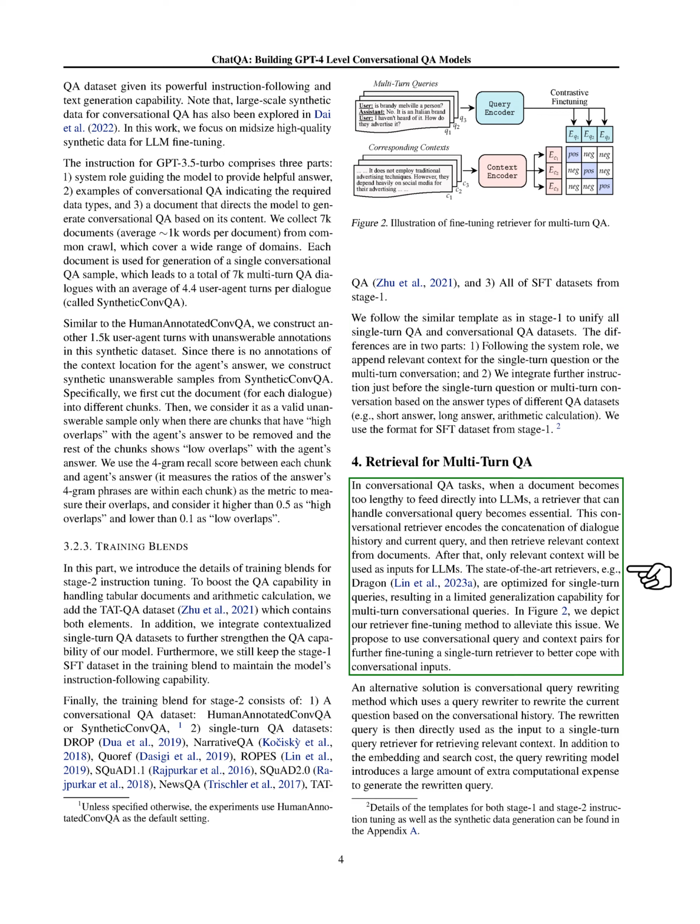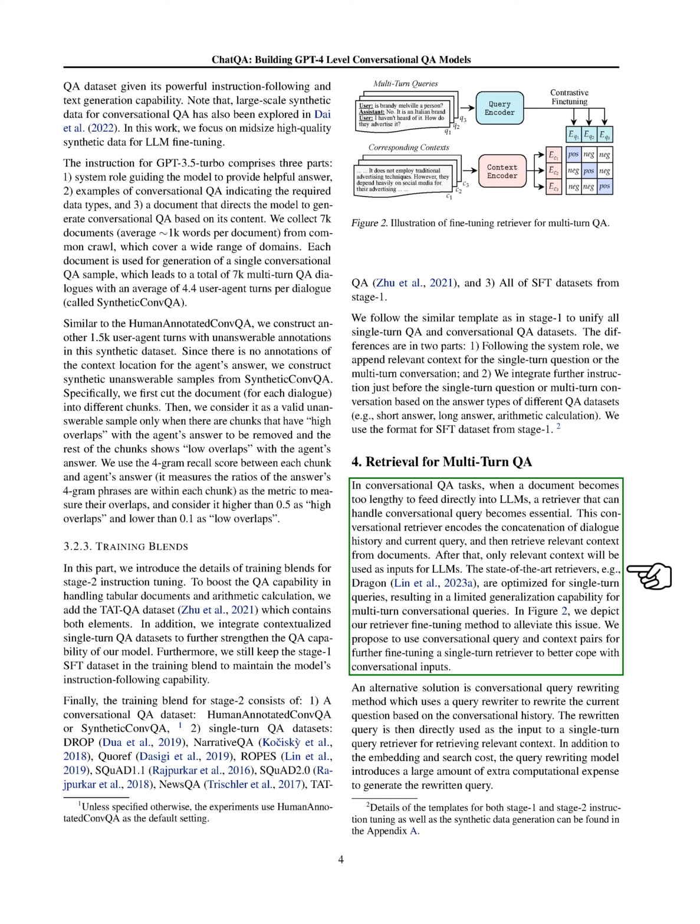In conversational QA tasks, when a document is too long to feed directly into LLMs, a retriever that can handle conversational queries becomes essential. This retriever takes the dialogue history and current query, and retrieves relevant context from documents. However, current state-of-the-art retrievers, like Dragon, are optimized for single-turn queries, which limits their ability to handle multi-turn conversational queries. To address this, we propose fine-tuning a single-turn retriever using conversational query and context pairs.